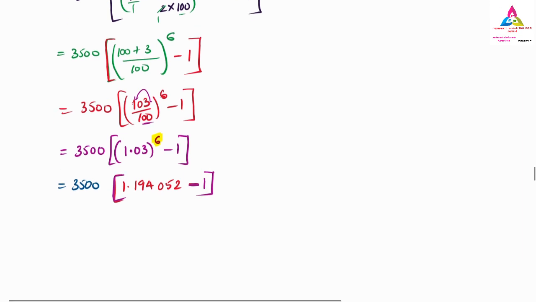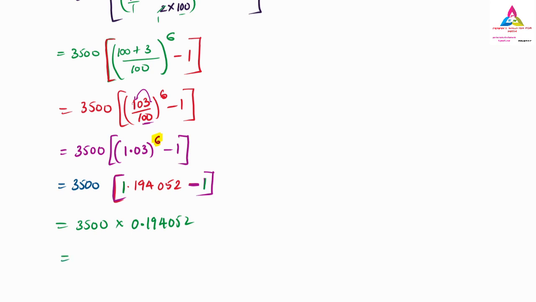So 1.194052 minus 1, obviously this 1 and this 1 will get cancelled, means it will remain 0.194052. So 3500 into 0.194052. Now the calculation part is most important, that 3500 you have to multiply with the 0.194052. So let us find that.